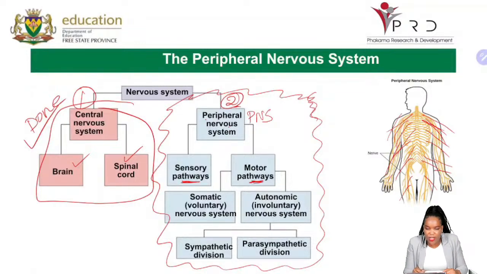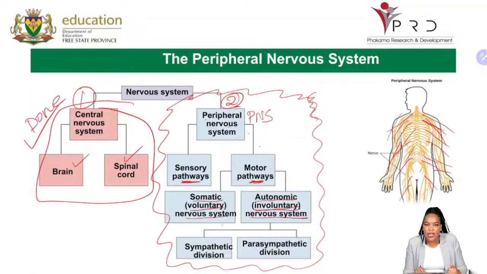Now the motor pathways will further branch into the somatic or voluntary nervous system, where you are doing things under your will. You decide you are responding in this way. The responses are being transmitted from all parts of the body, processed, and then you act accordingly. Sometimes it's under the will. And then also the peripheral nervous system, the motor, is divided into the autonomic or involuntary nervous system.